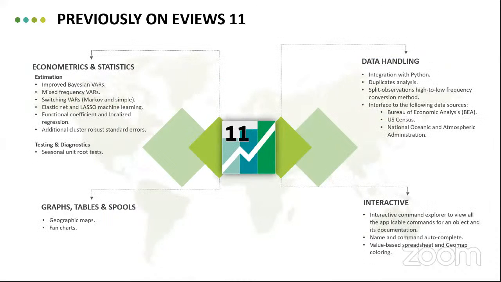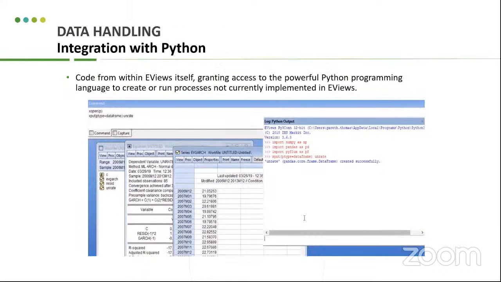So previously in EViews 11, there were already some improvements in four sections, which are econometric and statistic, graph, table and spool, interactive, and then data handling. The first one in EViews 11, in data handling, is a new feature which is the integration with Python. So you can see over here, you can come out with scripting when you do some analysis in EViews and you will integrate it with Python itself.